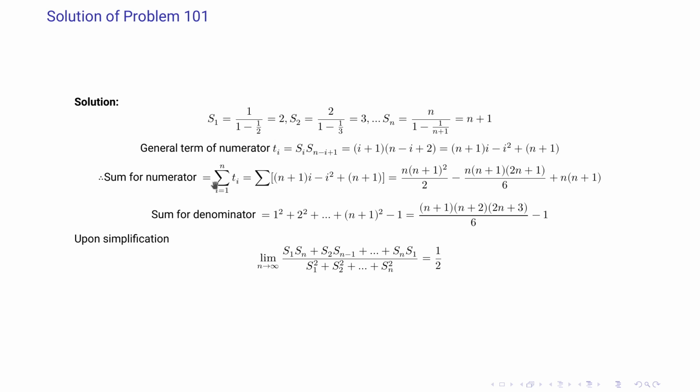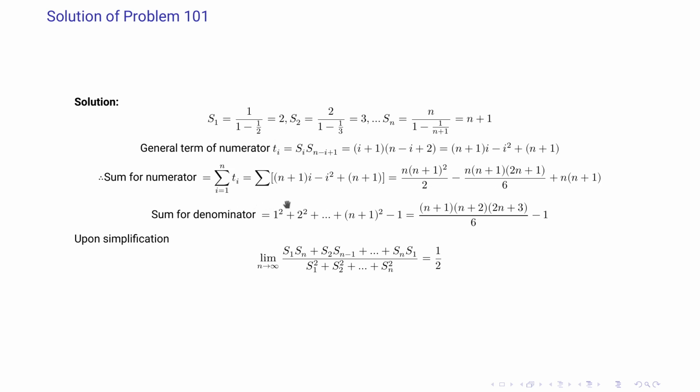So the sum for the numerator would be the sum of n Ti's, where i varies from 1 to n. We apply the formula and we get the result as n into (n plus 1) whole square by 2, minus n into (n plus 1) into (2n plus 1) by 6, plus n into (n plus 1).